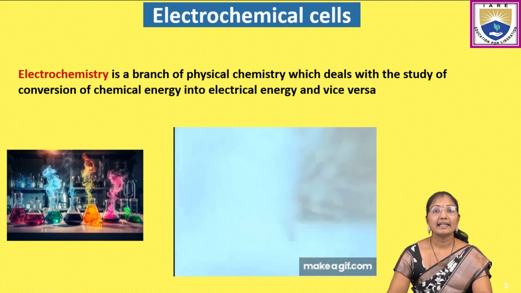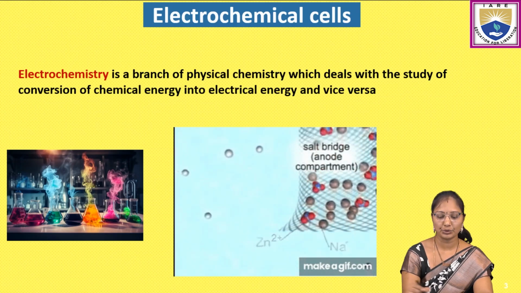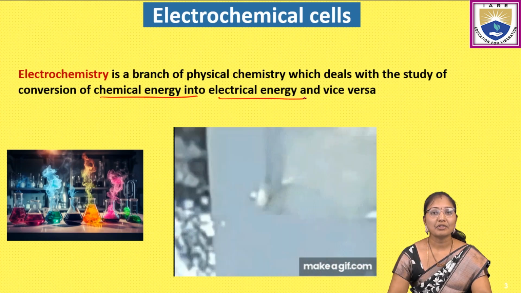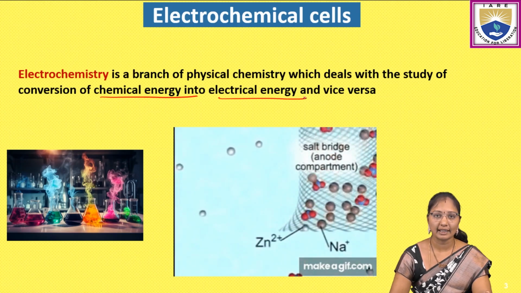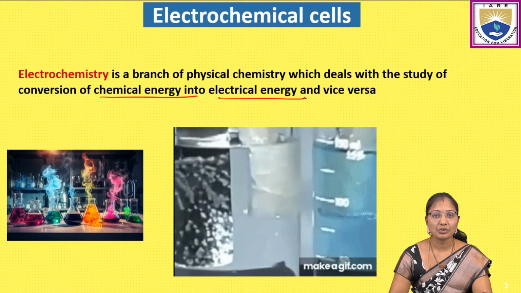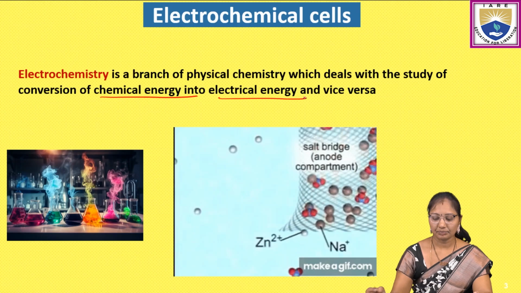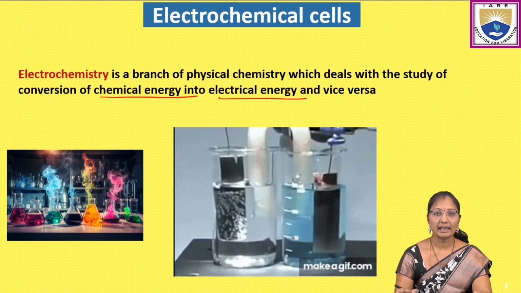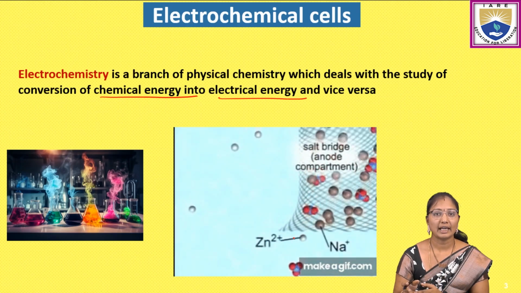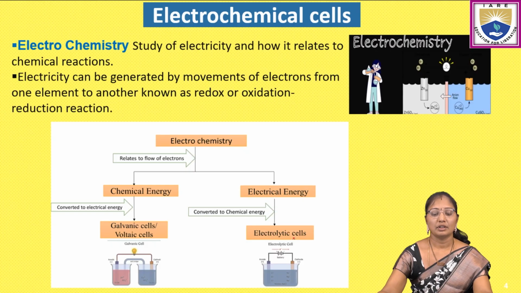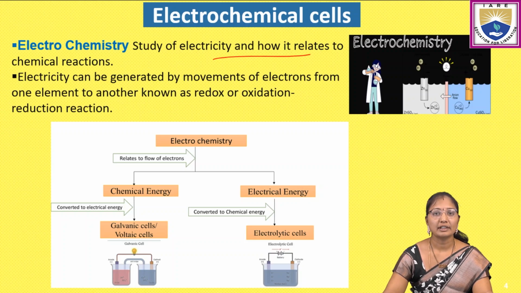Electrochemistry is a branch of physical chemistry which deals with the study of conversion of chemical energy into electrical energy. The conversion of chemical energy into electrical energy, and vice versa, electrical energy into chemical energy, is electrochemistry. Here, the chemical ions like zinc and copper ions present in the chemicals, energy is converted into the electrical energy. So, it's a study of electricity and how it relates to the chemical reactions involved in these systems.